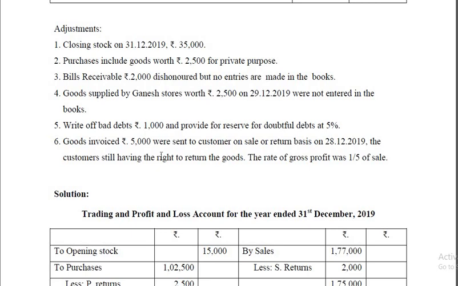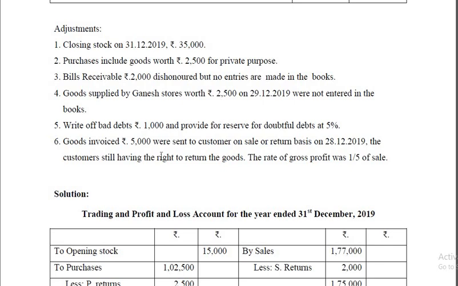Let me repeat now the treatment for the adjustment number 6. See, when you send the goods on sale or return basis, the entry you are making is debtors account to sales. But on the balance sheet date, still the customer has got the right to return the goods. You cannot treat that as actual sales. So you have to reverse the entry. So the entry will be sales account to sundry debtors. Therefore, the 5000 should be deducted from sales in the trading account and from debtors on the asset side of the balance sheet. Then such goods are to be taken to the closing stock at cost.